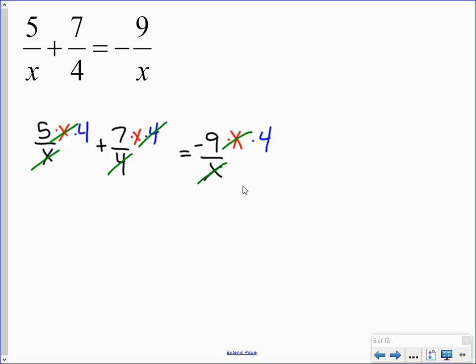Now, multiply and write whatever is left over. So in that very first fraction, you have a 5 times 4. What is 5 times 4? 20. Plus 7 times x, 7x, equals negative 9 times 4, negative 36.